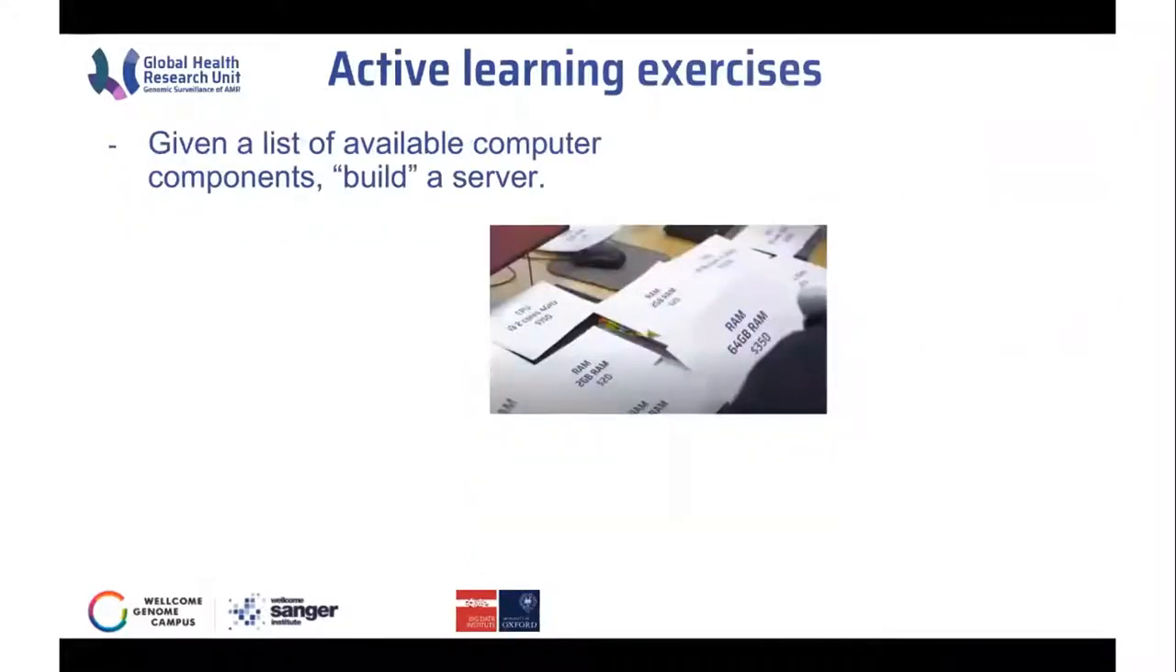In one of the exercises that involved active learning, we asked the participants to build a computer server that fulfilled certain requirements and had to be cost efficient. We gave them a list of random access memory specifications, a list of CPUs and hard drives, and they had to combine these and come up with a server configuration. Their server options were later discussed in larger groups.